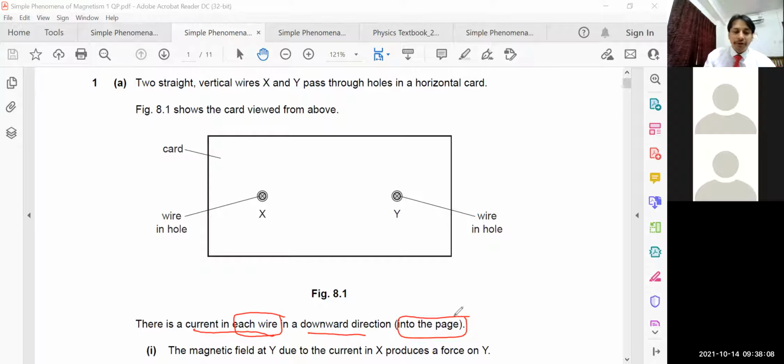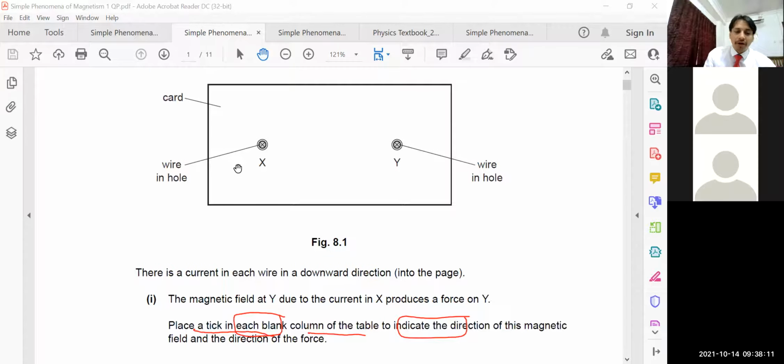Now, what do you need to calculate? The magnetic field at Y, due to the current in X, produces a force on Y. Then place a tick in each blank column of the table to indicate the direction of this magnetic field and the direction of the force at point Y.